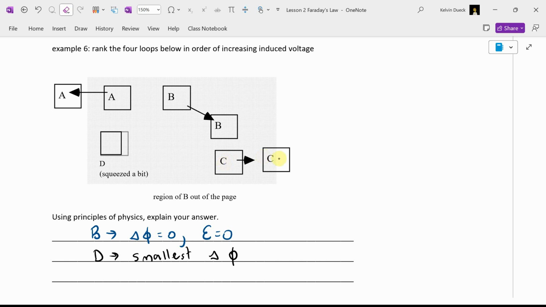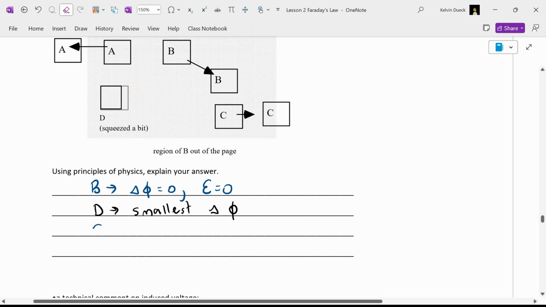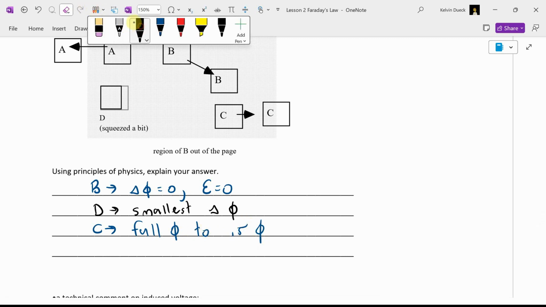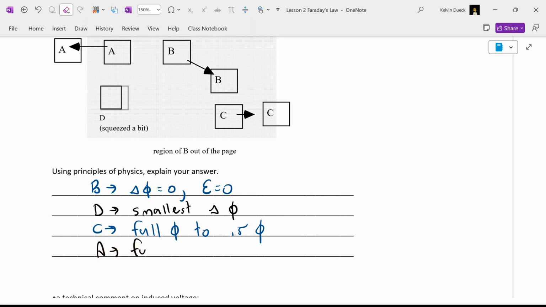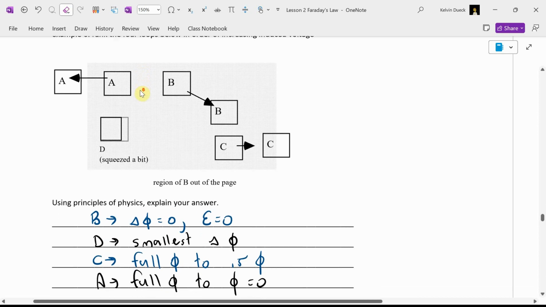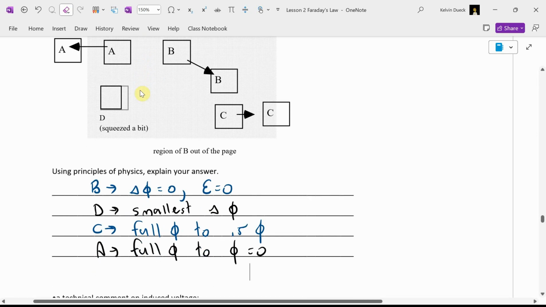Which one has the next smallest change in flux, A or C? Yeah, C is going from full to half. A is going from full to 0. So I think the next is going to be C. Full flux to 0.5 flux. And the next one is going to be A. That goes from full flux to flux equals 0. Now, we're assuming each of these took the same amount of time. You could be pedantic and argue, Mr. Dueck, if they take different times, that's going to change the equation. Fair enough. And so I probably should have included in the instructions, assume they each take the same amount of time. Remove that variable. All we're looking at is the change in flux.